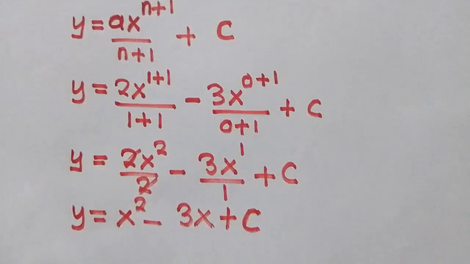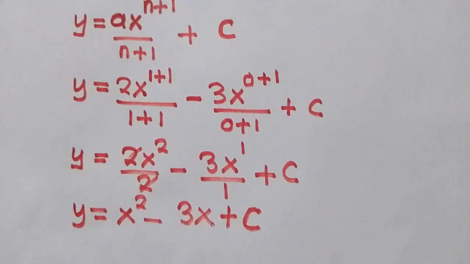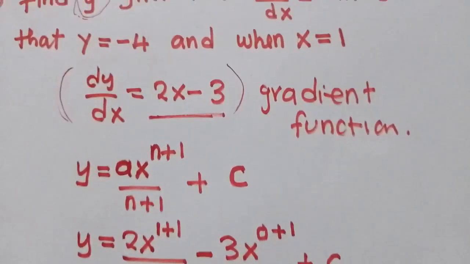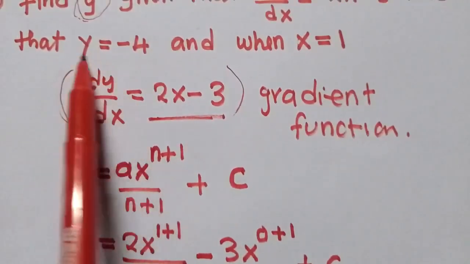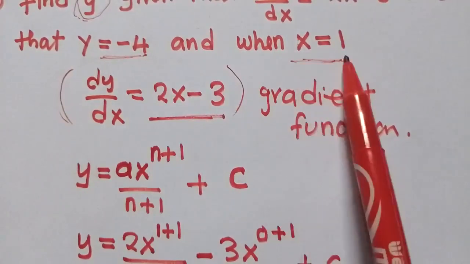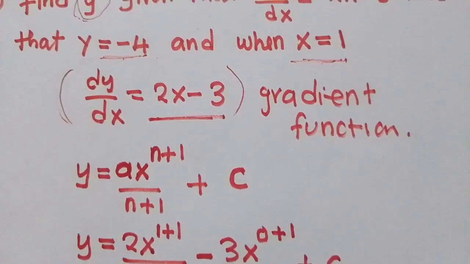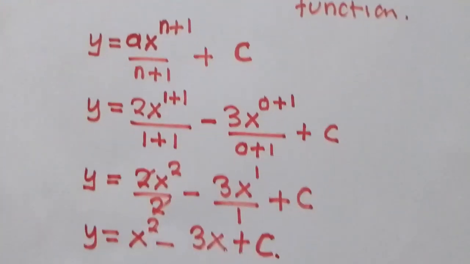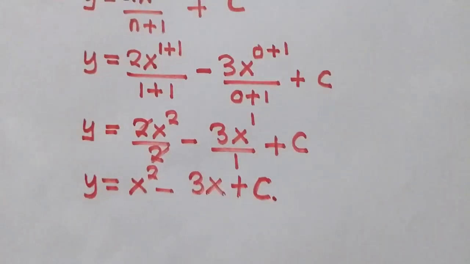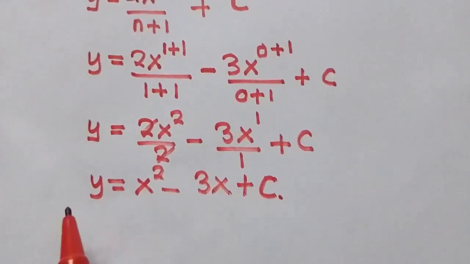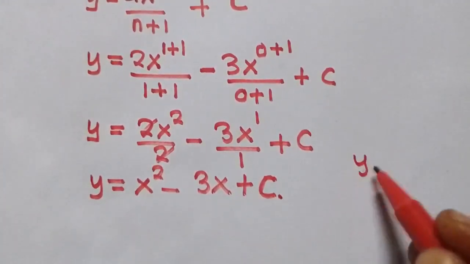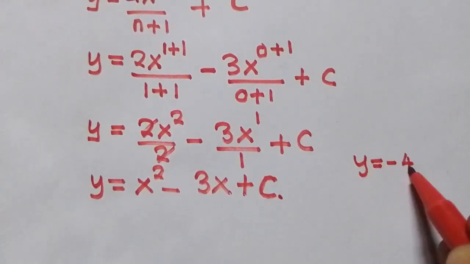Now, I was told to find the equation, but here there is this c. So I need to find the value of c. That's the reason why I was given these values. These two are going to help me find the value of c. So what I'm going to do is take the equation which I found, then where there is x, I'm told that y is equal to negative 4.